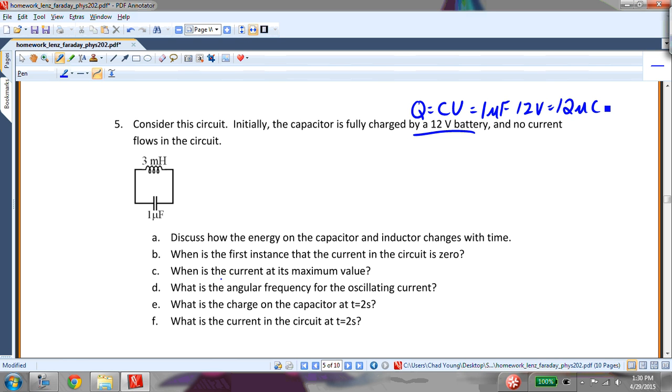All right, and no current initially flows in the circuit. So basically, I've charged this capacitor and I've just hooked it up to this inductor. And I want to know a number of different things. First, I just want you to discuss how the energy on the capacitor and the inductor changes with time.